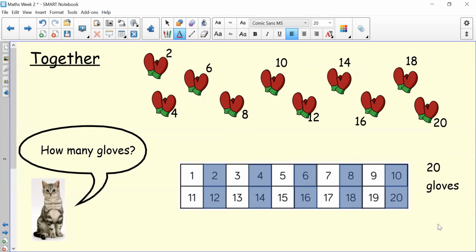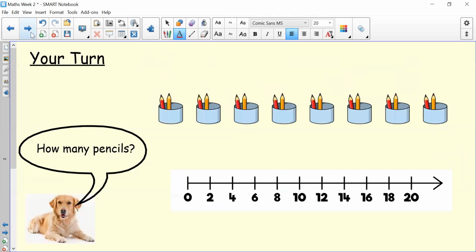Now that we know how to count in 2s, let's practice again and see how quick it is. Ready? 2, 4, 6, 8, 10, 12, 14, 16, 18, 20. Wow, wasn't that really quick? So much quicker than counting in 1s. Right, your turn now. So we have some pencils in a pot. How many pencils are in each pot? That's right, there are 2 pencils in each pot. So we can practice again counting in 2s.